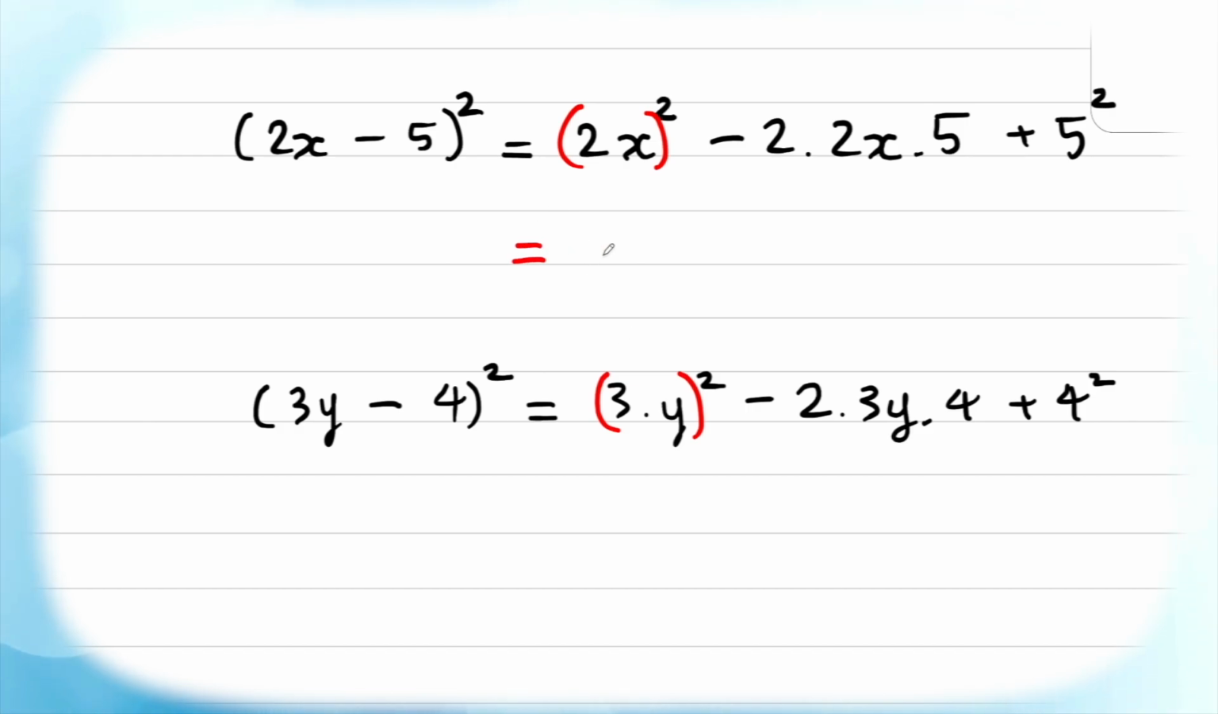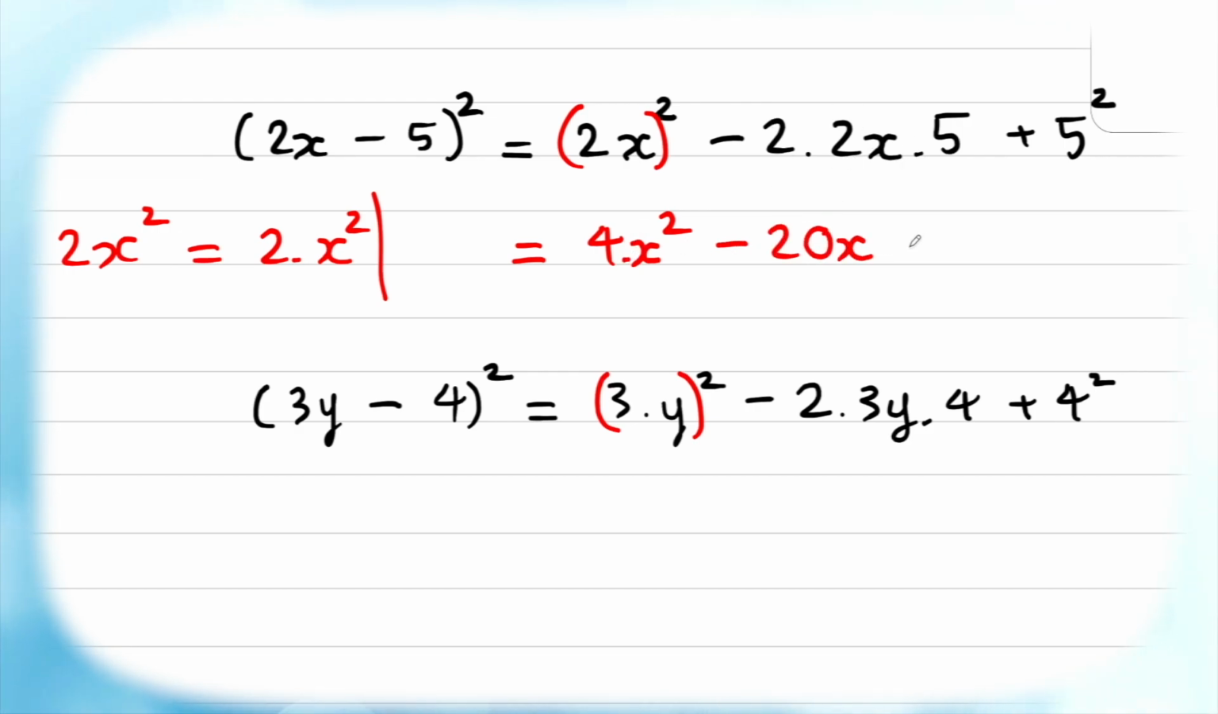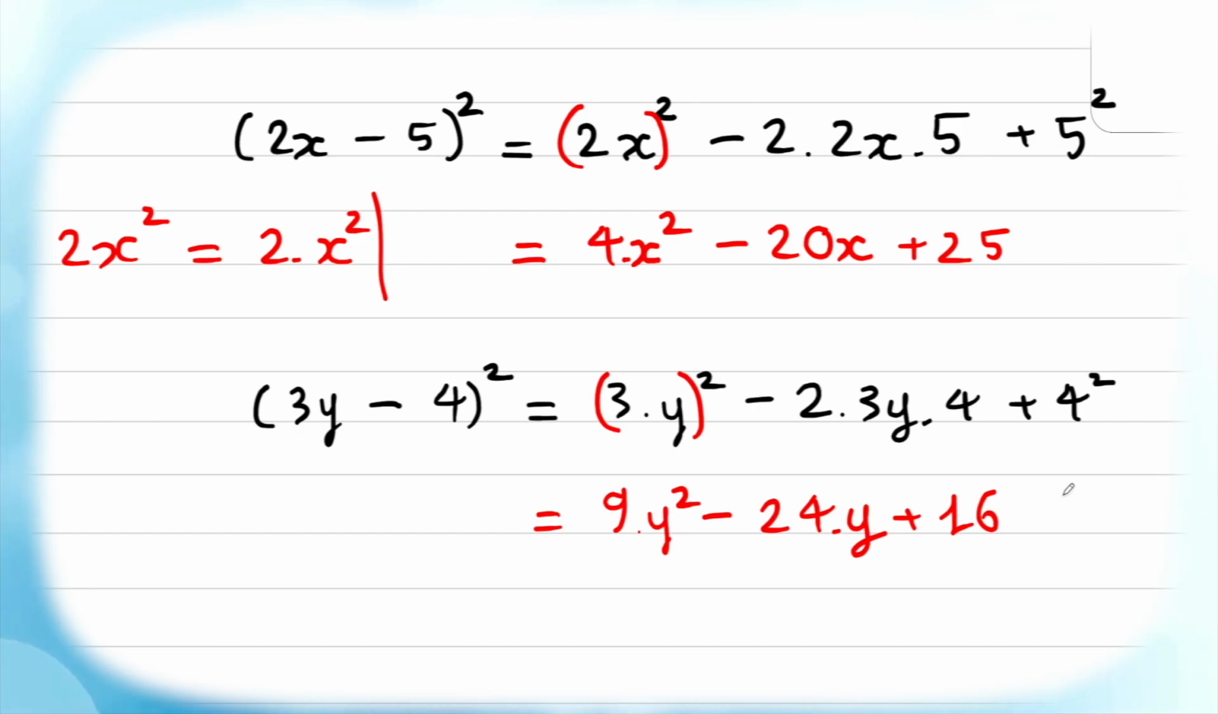After that, you get the right answer, because you get 4x squared here. But if you write down only like this, you only have 2x squared, and of course 2x squared is not the correct answer here. 4x squared is correct, and simplified you get minus 20x and plus 25 now. This one is 9y squared minus 24y and plus 16 here. Okay, so be very careful about this one, and remember about the bracket one more time.